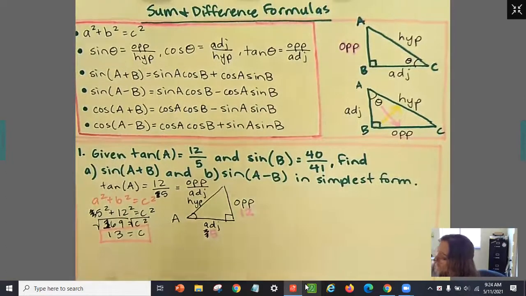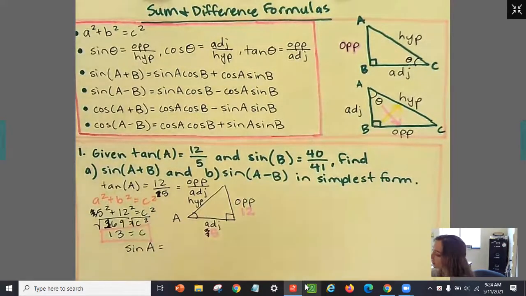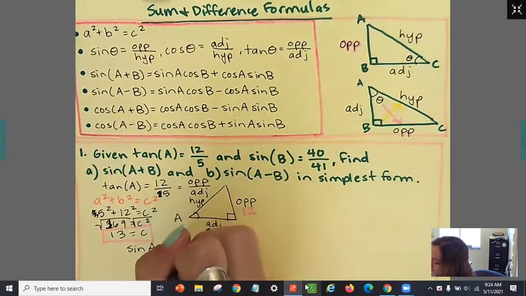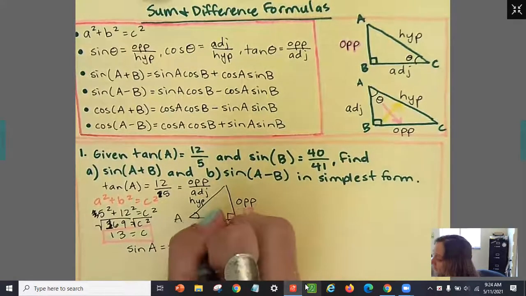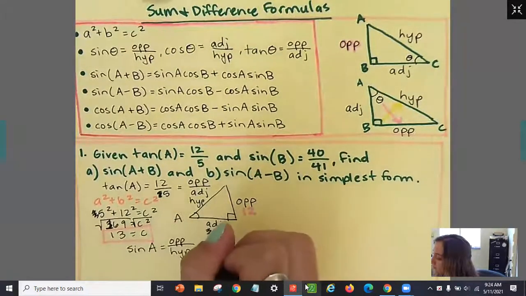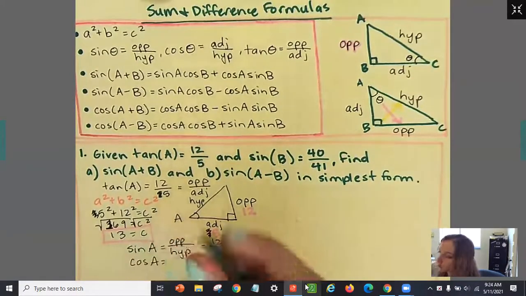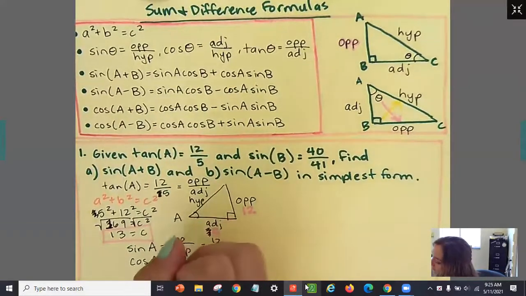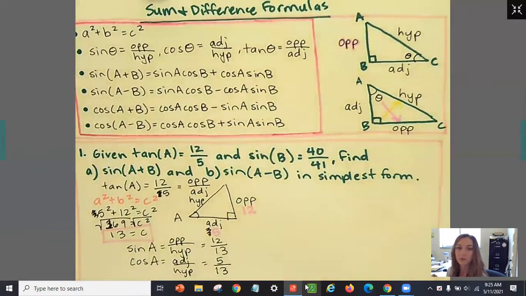So sine of angle A is the opposite over the hypotenuse. Our opposite side is 12, and our hypotenuse is 13 that we now have. We're also going to find cosine of A because we need both of those for the plus and minus here. Cosine of A is going to be adjacent over hypotenuse. So my adjacent side is 5, my hypotenuse is 13.